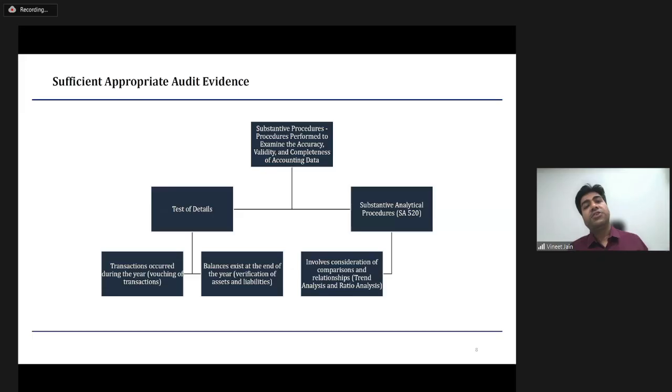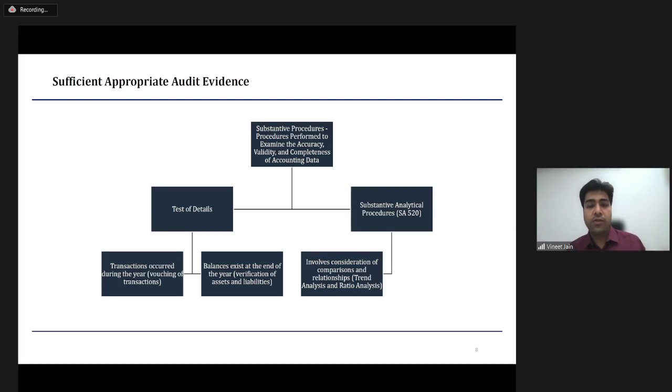Once we perform these audit procedures, we start gathering audit evidence, and then on the basis of that audit evidence, when we have attained that sufficiency and appropriateness level, we draw conclusions, and based on those conclusions, we form an audit opinion.